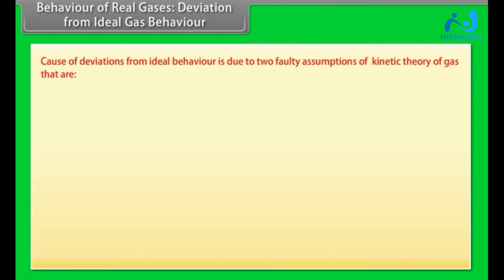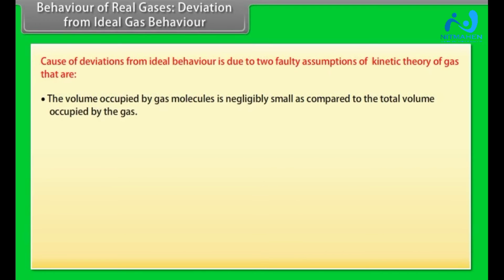Cause of deviations from ideal behavior is due to two faulty assumptions of kinetic theory of gas, that are: the volume occupied by gas molecules is negligibly small as compared to the total volume occupied by the gas. The forces of attraction between gas molecules are negligible.